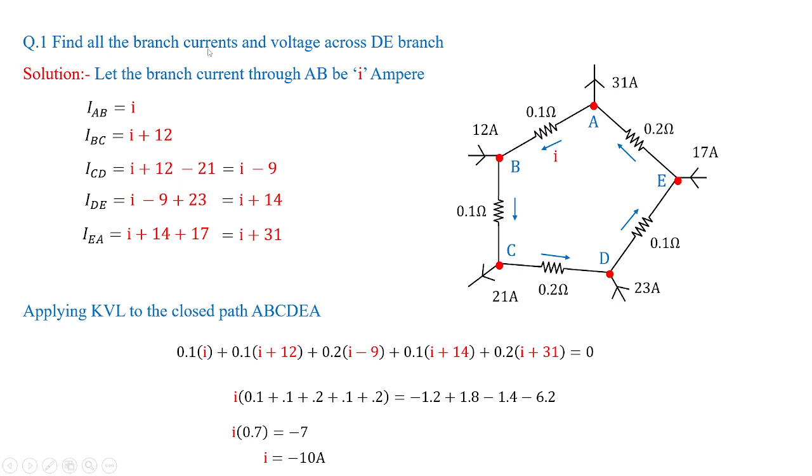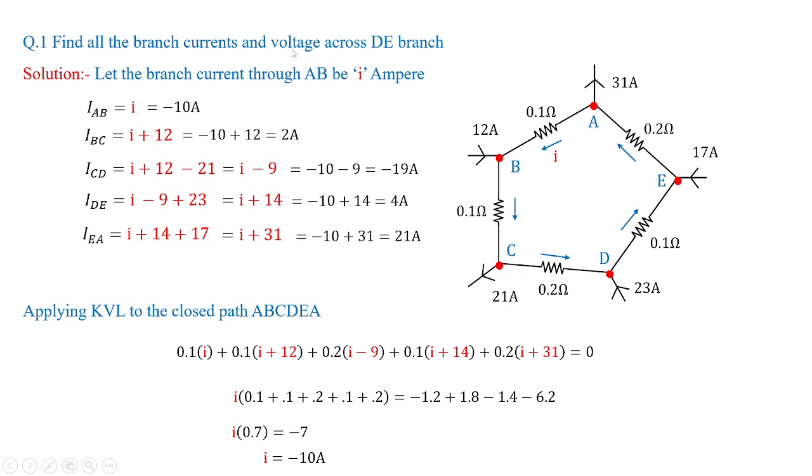But our intention is to find out the branch currents, right? So I'll take this minus 10 amperes and substitute it in the equations for IAB, IBC, ICD, IDE, IEA. With that, I get the value of IAB as minus 10 amperes. Then IBC would be minus 10 plus 12, that is 2 amperes. Then ICD would be minus 19 amperes. Again IDE will be 4 amperes. And finally IEA will be equal to 21 amperes. So these are the branch currents we have obtained by applying node analysis as well as mesh analysis, that is KCL and KVL.